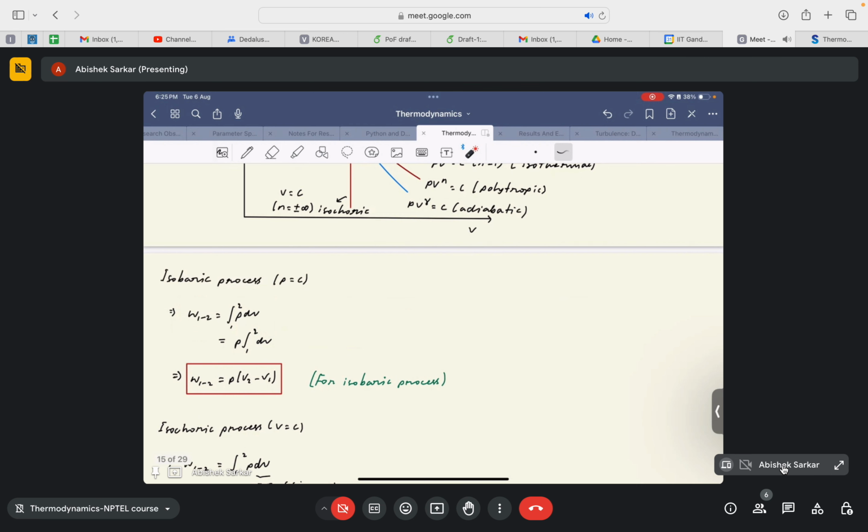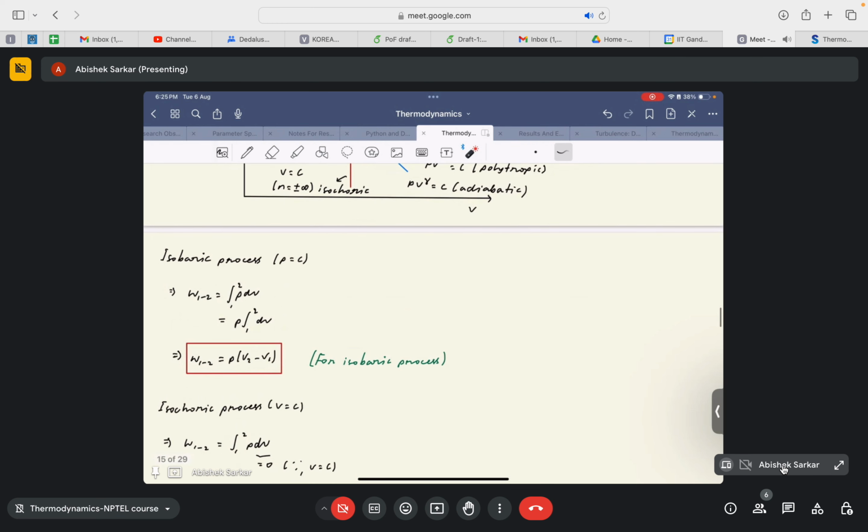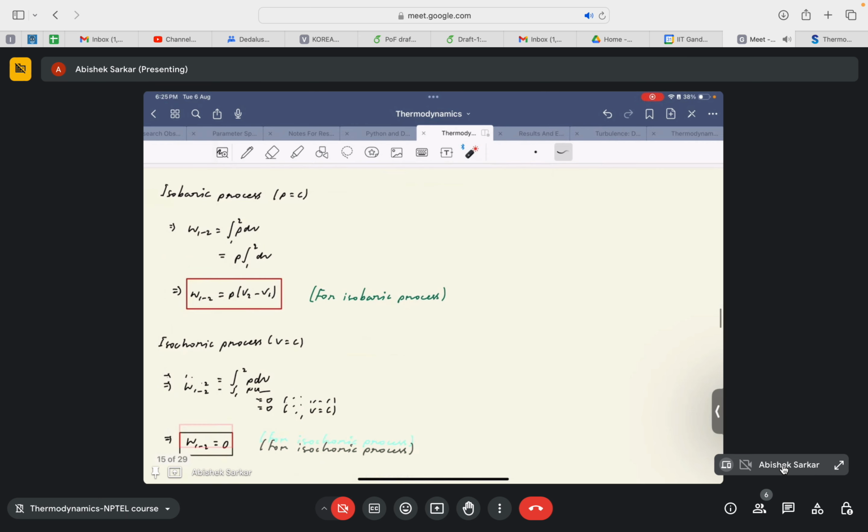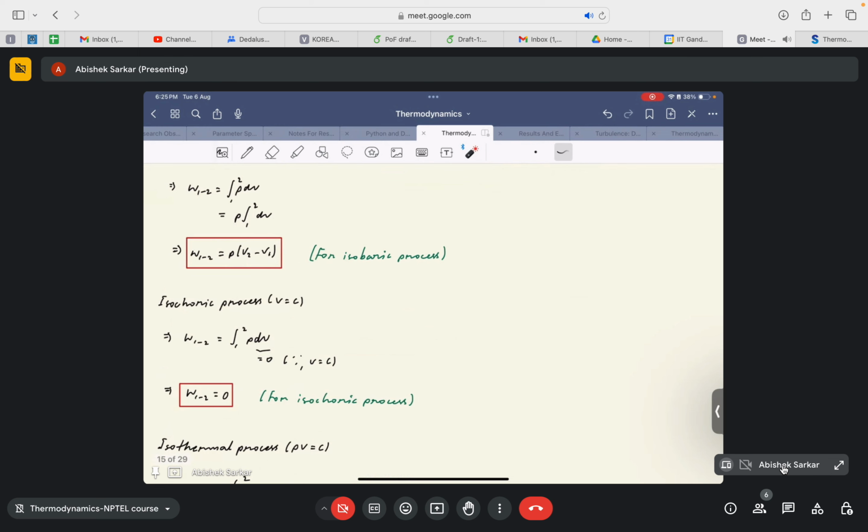In the case of an isobaric process or constant pressure process, we will have P equal to constant, right? So P can come out of the integral. We will have W1-2, the work done from 1 to 2, as P into the integral of dV from 1 to 2. Once we evaluate this integral, we get the work done from 1 to 2 as P into (V2 minus V1) for an isobaric process. Similarly for an isochoric process, since volume is constant, the value of dV will be equal to 0, right?